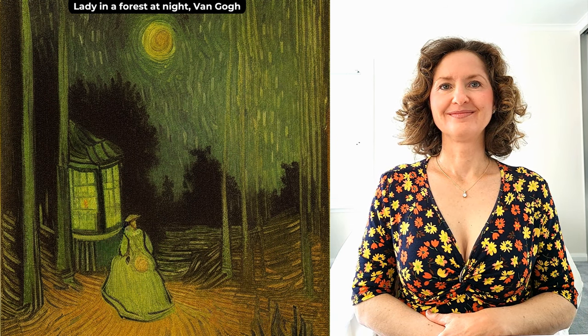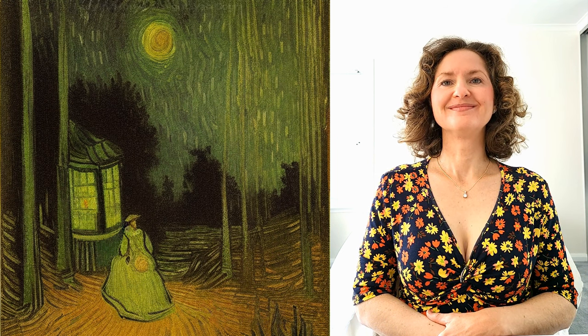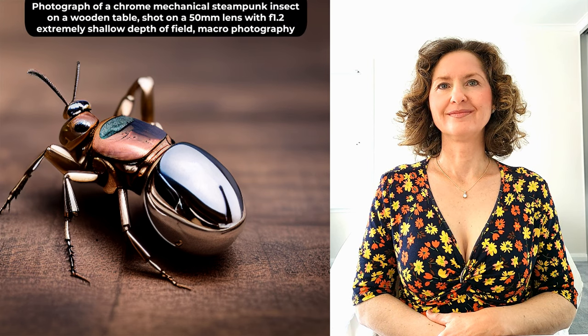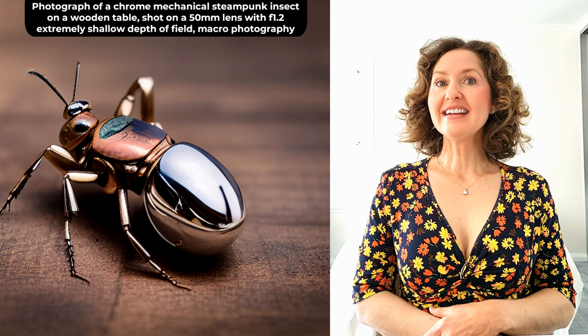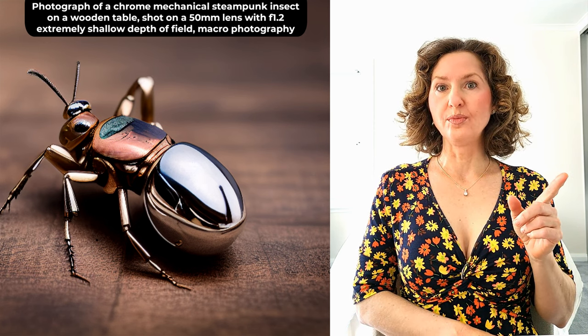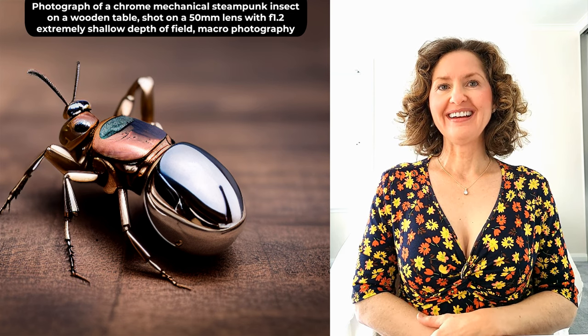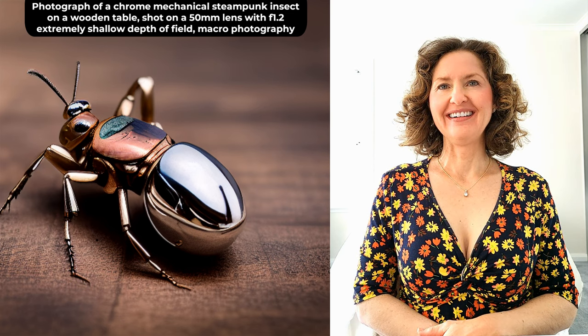Okay. Anyway, we're near the end now and I hope you've got lots of ideas of what you're going to do. Now, this one is to show you how specific you can get. A photograph of a chrome mechanical steampunk insect on a wooden table shot on a 50mm lens with f1.2, extremely shallow depth of field, macro photography. And it even has the background all blurred. That's right, that's obviously with the macro photography.